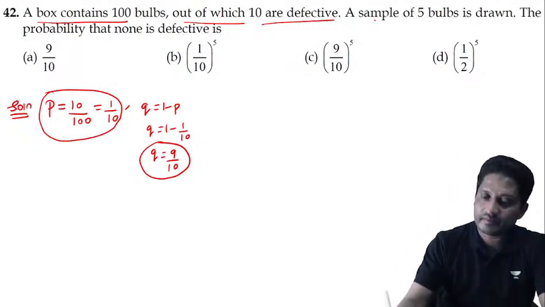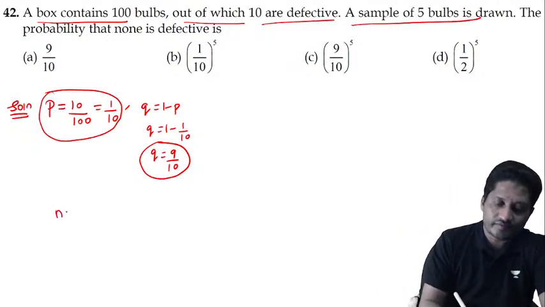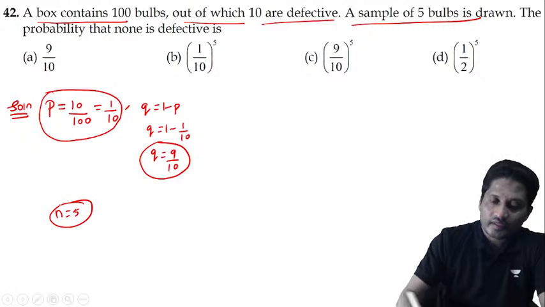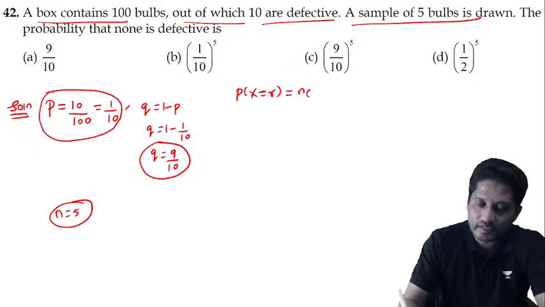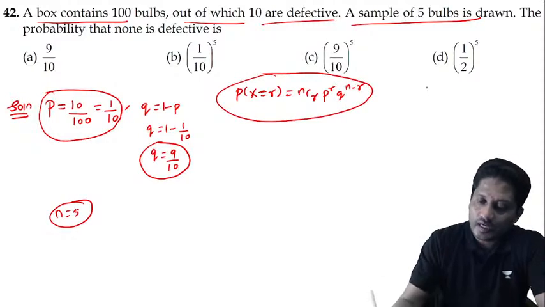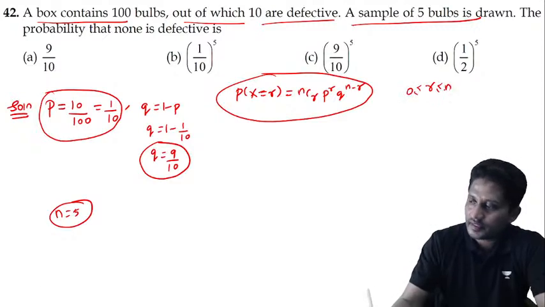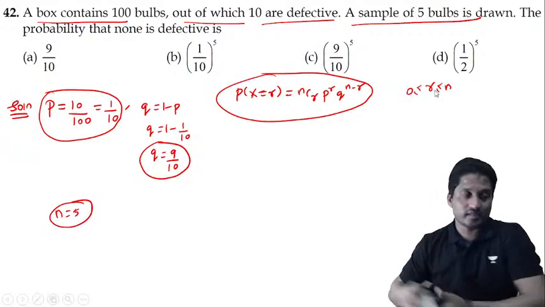A sample of 5 bulbs is drawn, so n is equal to 5. Probability of x is equal to r. If I use Bernoulli's theorem, P of x is equal to r is equal to nCr p to the power r and q to the power of n minus r, where r lies between 0 and n.